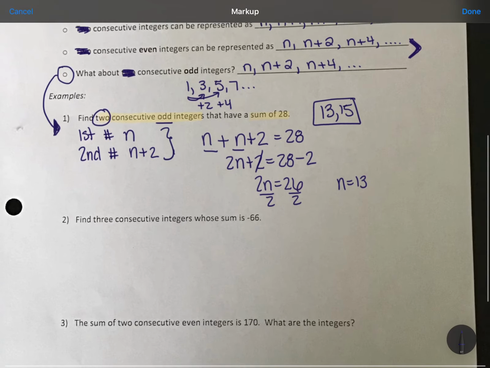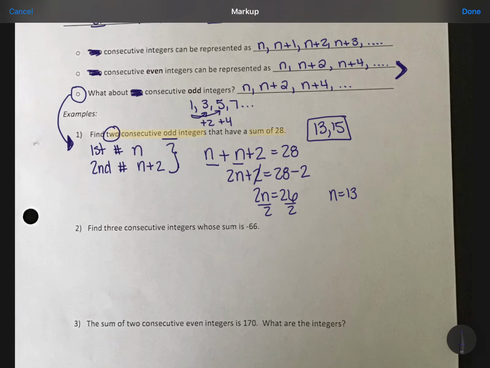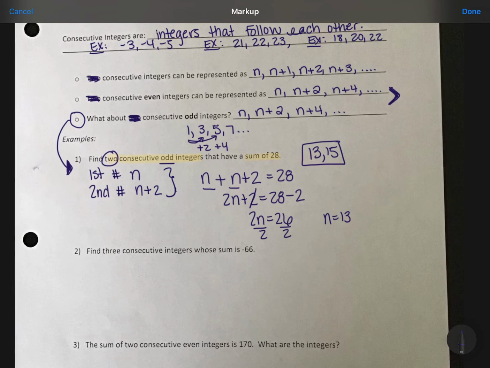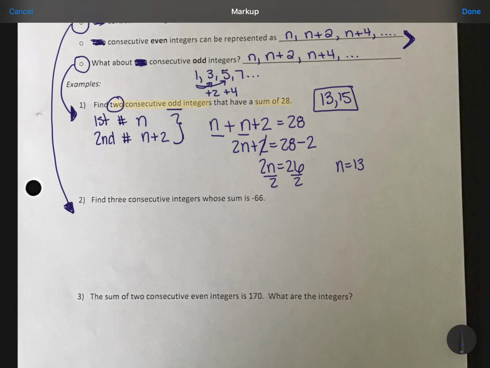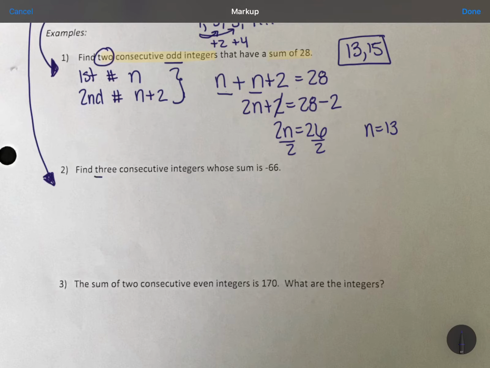All right, let's take a look at number 2. Number 2 says 3 consecutive integers. They're not even or odd, so we're going to use this first method where you're just saying n plus 1, n plus 2, n plus 3. So it says here we want 3 consecutive integers whose sum is negative 66. So my first number we're going to let be n.